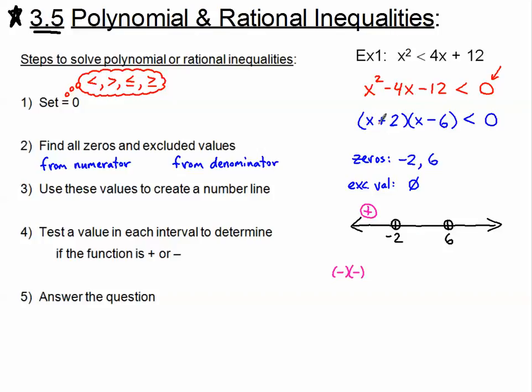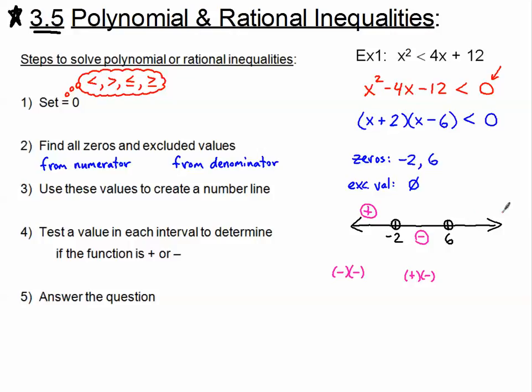So 0 plus 2 creates a positive. 0 minus 6 creates a negative, and a positive times a negative is a negative. I like to put my positives in a circle above the number line and a negative in a circle below the number line. And I have one more interval to test.